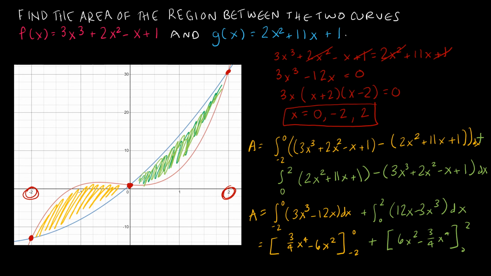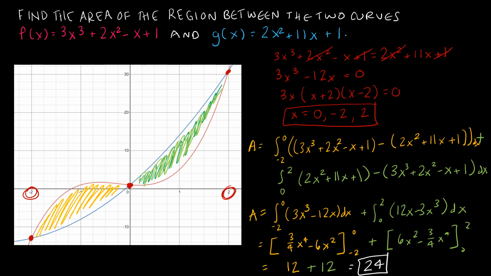And I've successfully run out of room here. But my first area is going to give me 12, and my second area is going to give me 12. And so my final solution is 24.